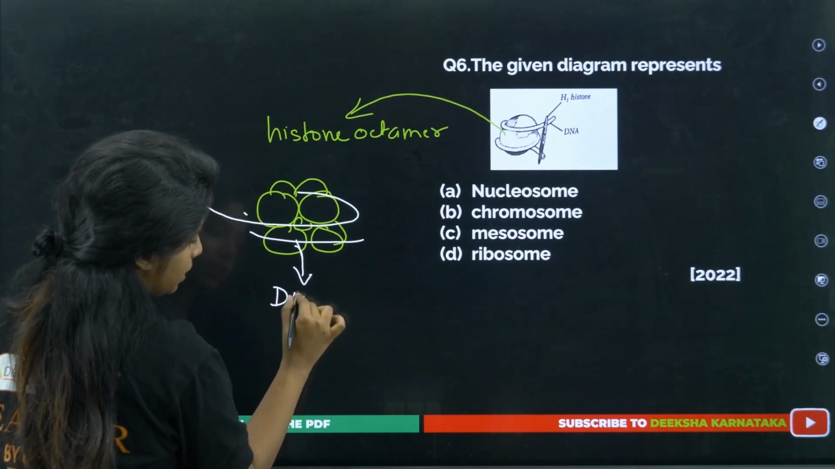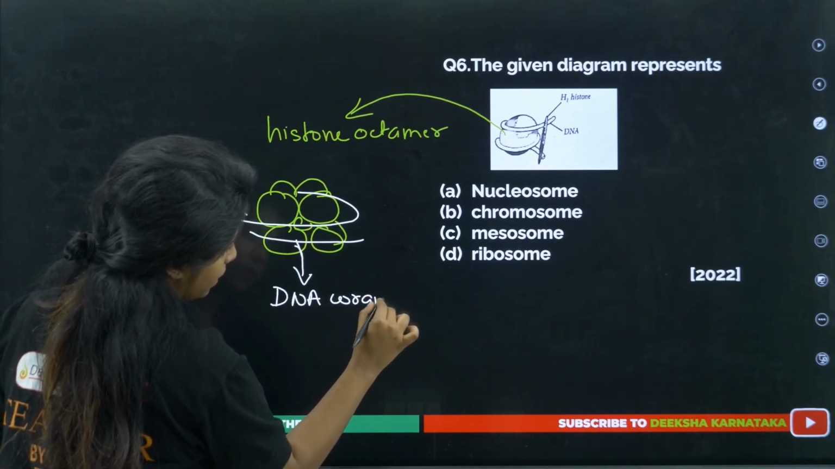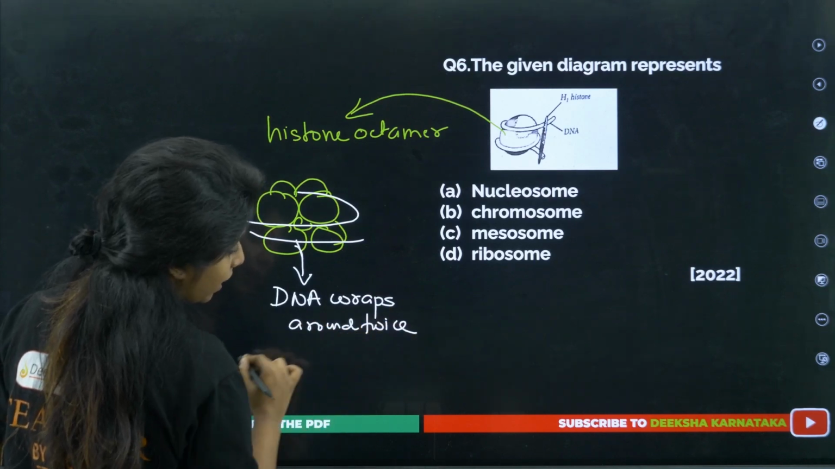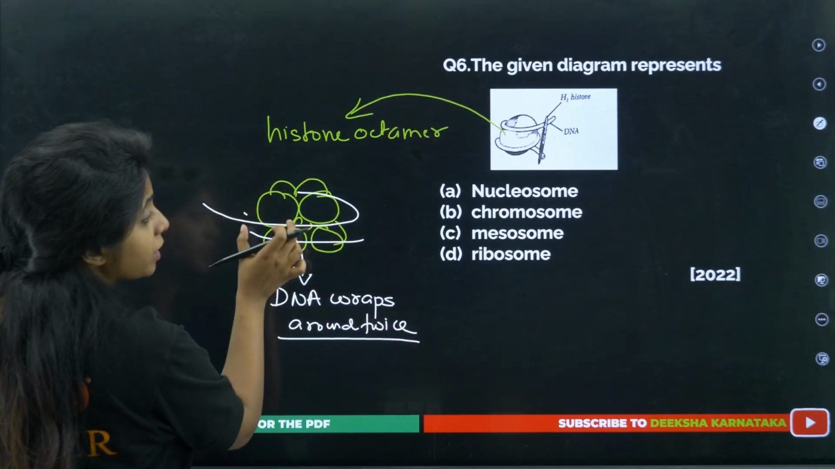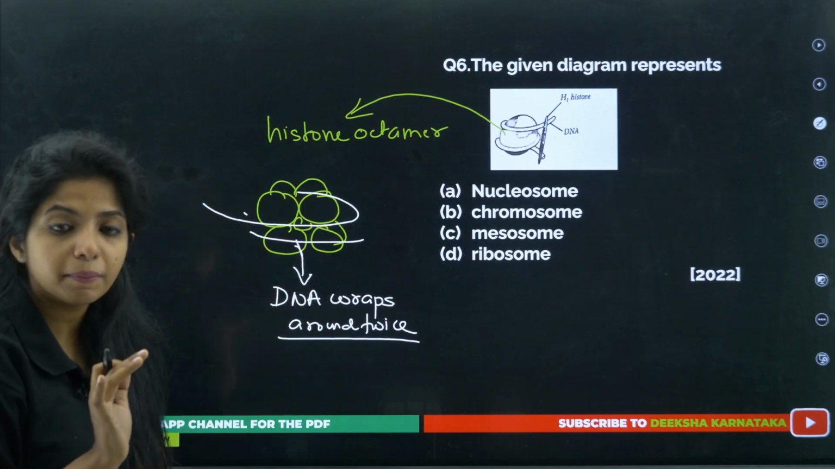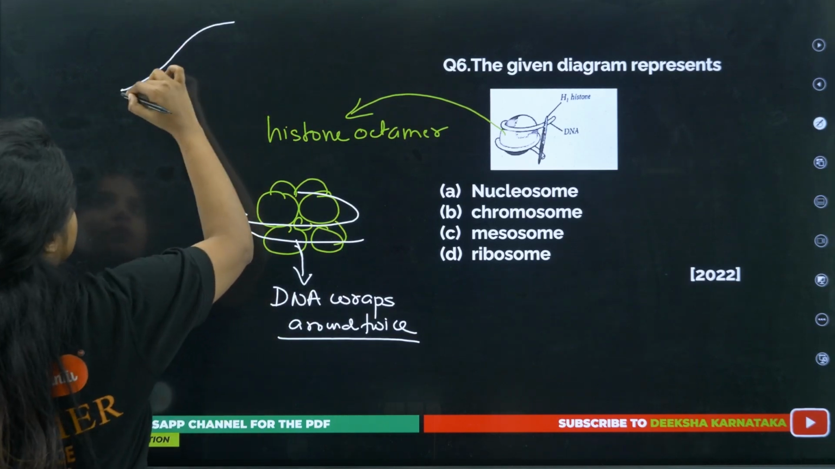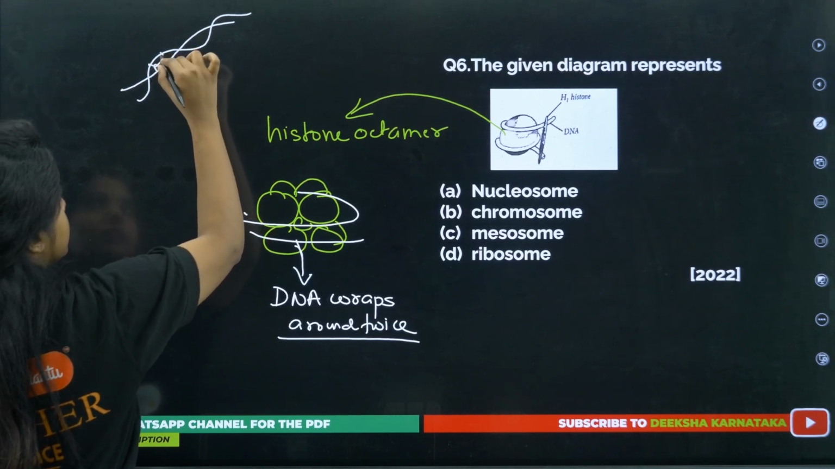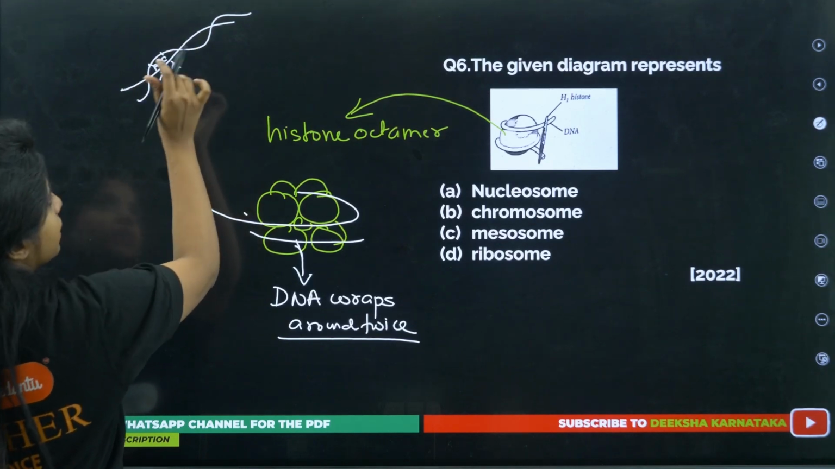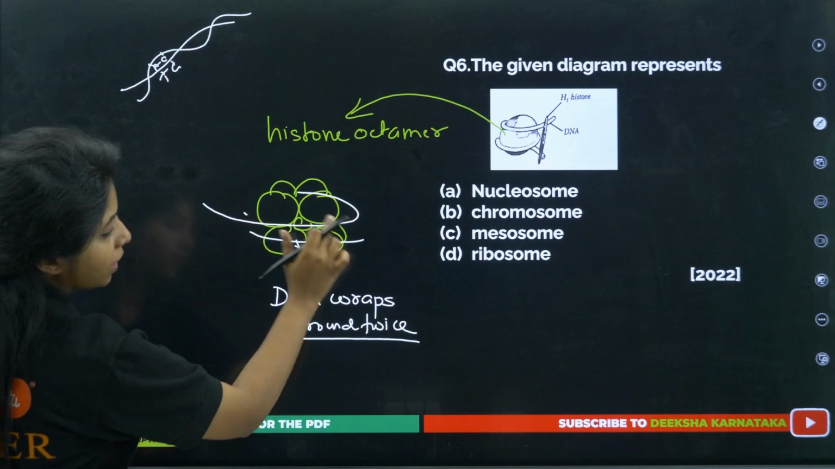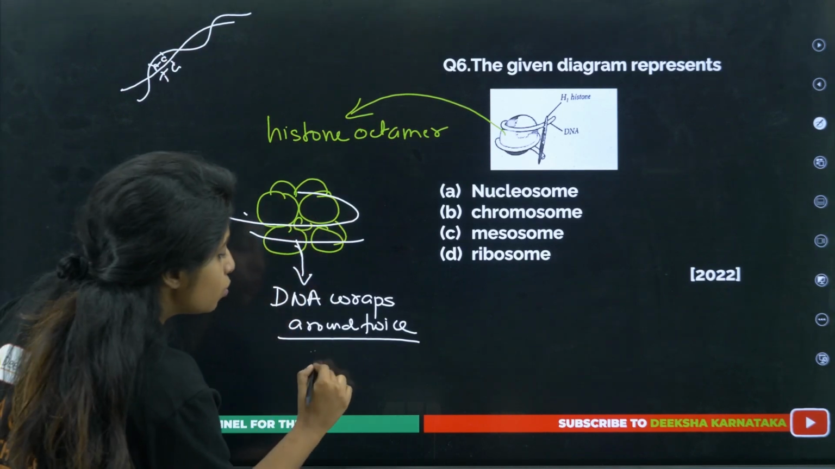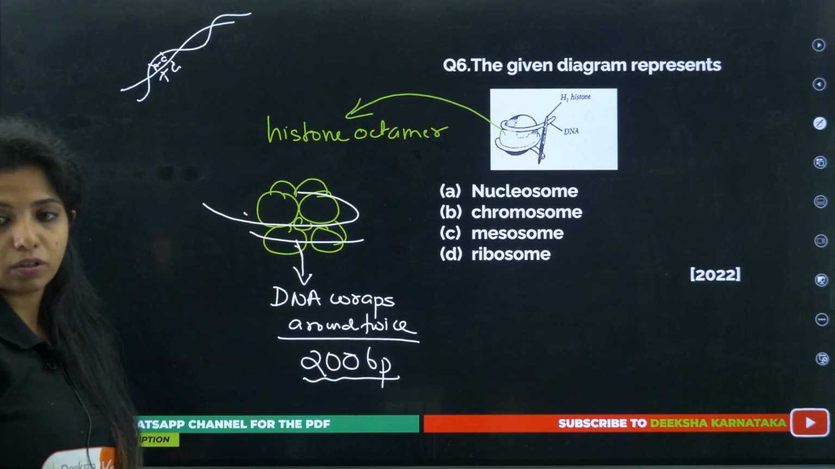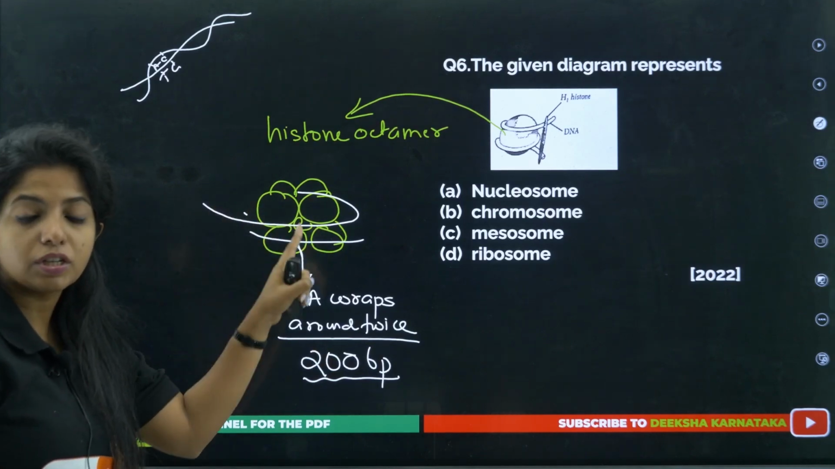So I am writing, DNA wraps around twice. And one more thing, how many base pairs will be there in this particular DNA strand? What do you mean by base pairs? Basically, your DNA comes like this. You have bases over here. A pairs with T, C with G. So how many pairs are there like this in this entire segment of rotation? Basically, 200 base pairs are there. This is also an important question. 200 base pairs of DNA will be there in one particular histone octamer.